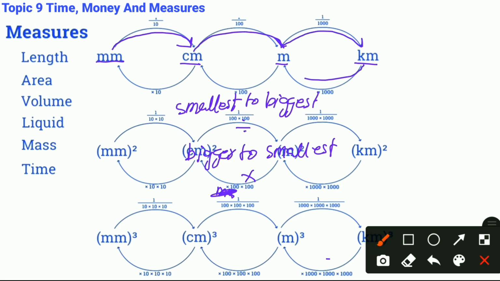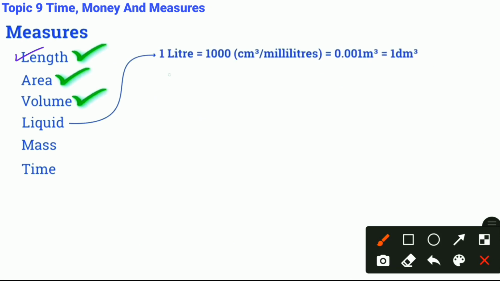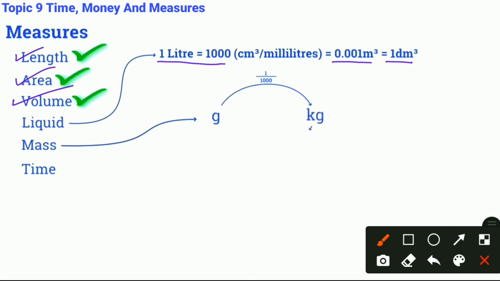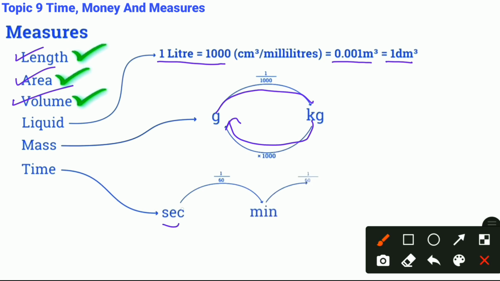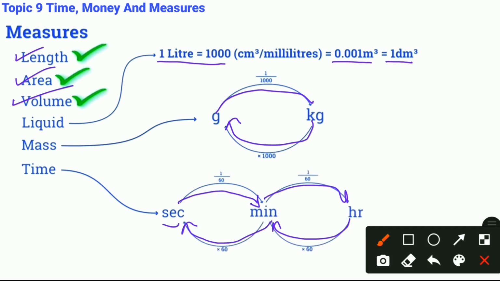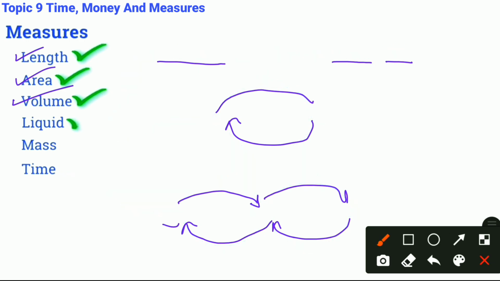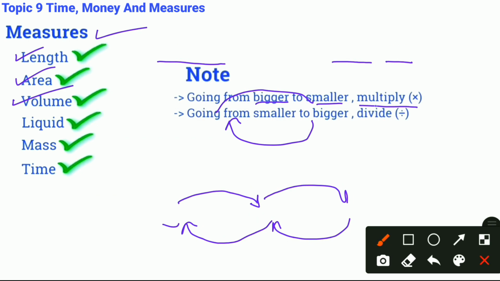If kilometer wants to go back, multiply by 1000, then multiply by 100, then multiply by 10. And it's the same thing for the rest of it: length, area and volume. Smallest to biggest, biggest to smallest. Seconds into minutes, minutes to hours, hours to minutes, minutes to seconds. Measures are done. Note, going from bigger to smaller, multiply. Going from smaller to bigger, divide.